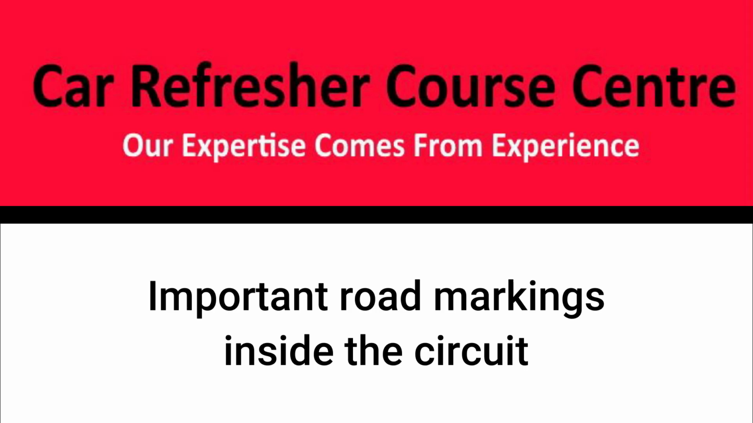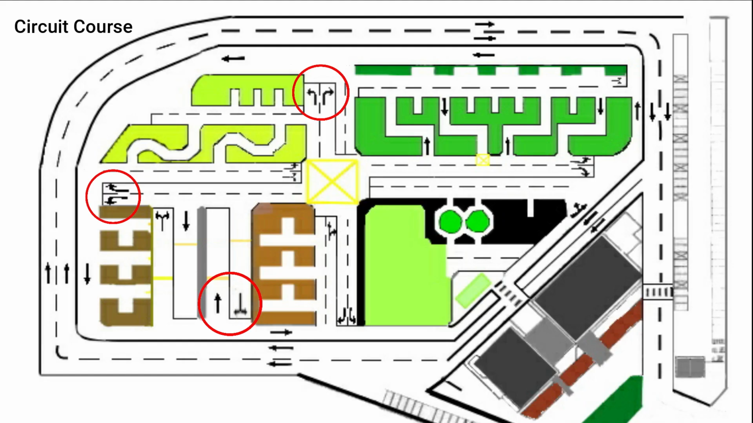Important road markings inside the circuit. Making right turn from the wrong lane. Take note of the directional arrows inside the circuit, the red circles, especially for private students who are not very familiar with the circuit. There are a lot of tests making a right turn at the wrong lane, especially after doing the slope.